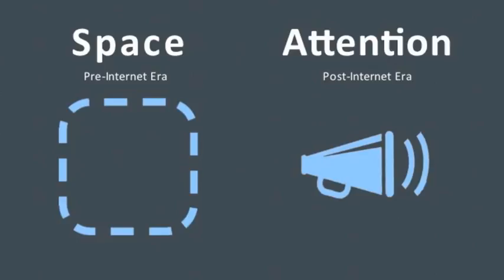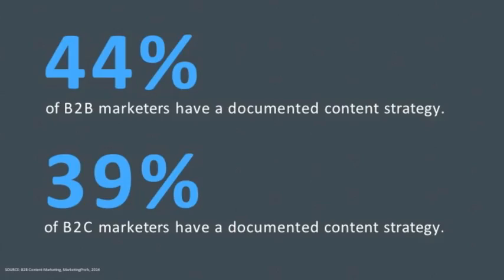A lot of people are creating content, but few feel like they're doing it right. If you want to do it right, you'll need to start with a plan. Here's an interesting stat. Only 44% of business-to-business marketers have a documented content strategy, and only 39% of business-to-consumer marketers have a documented content strategy. Are you surprised? That's a really small percentage of marketers that are putting together a documented content strategy. So why not get ahead and start building out your own content plan and content process?